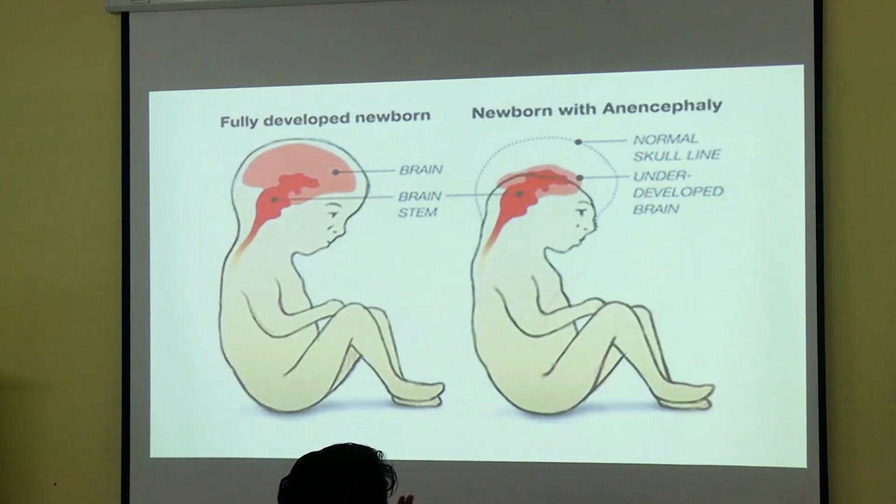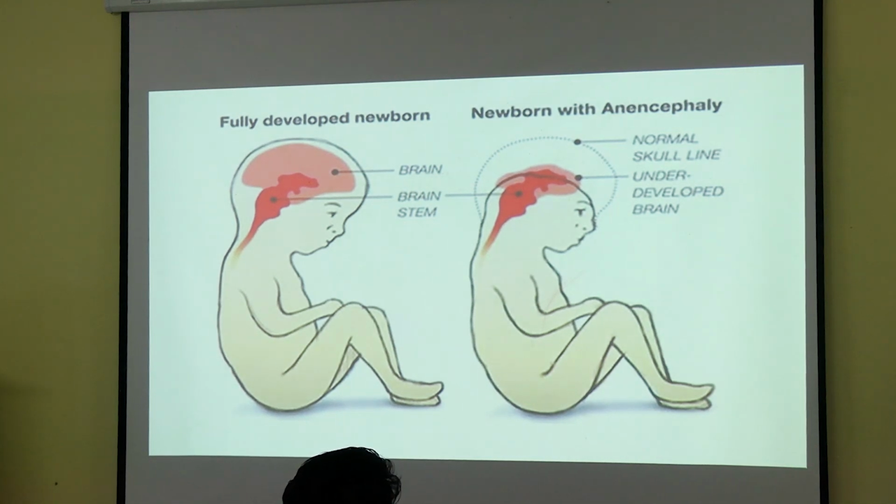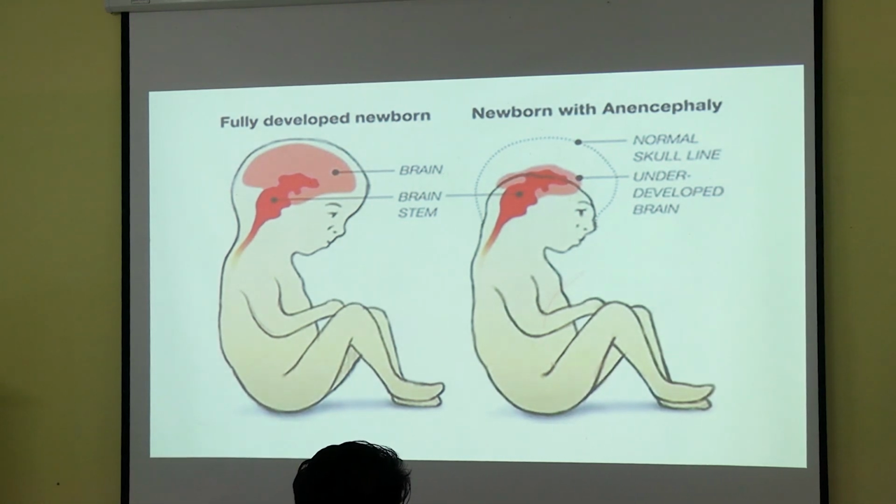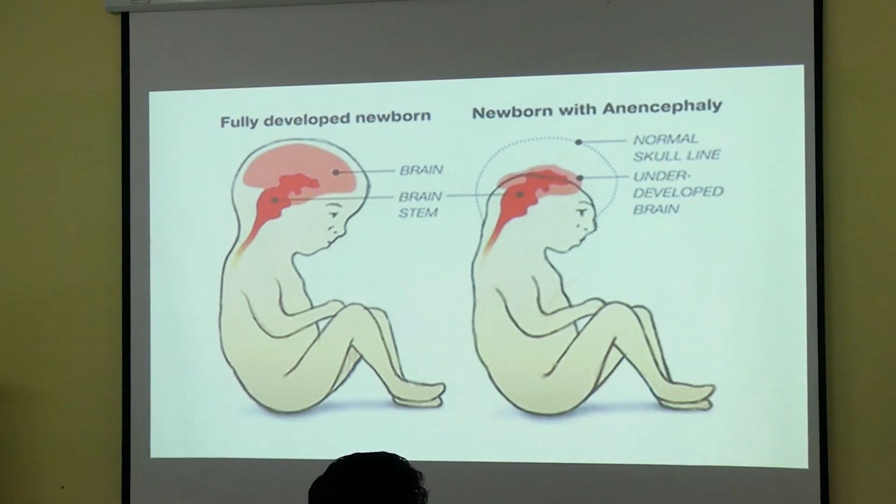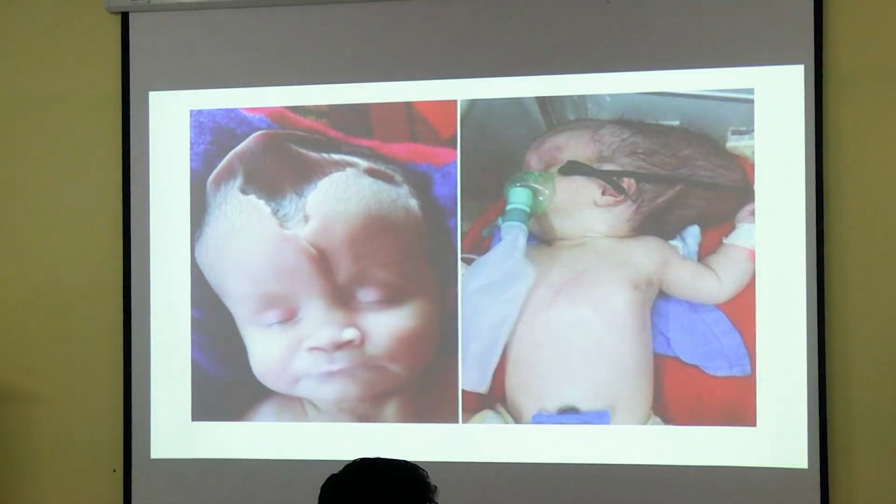Okay. Can you see the difference in both the pictures? What is the difference between the two pictures? The vault of skull is absent or underdeveloped. As a result, the brain is exposed to the surface as just a mass of tissue or cells. Okay. And here you can see some difference in the neck region also. So, this is how a baby suffering from anencephaly will appear.